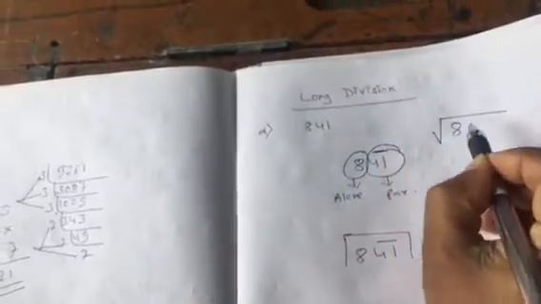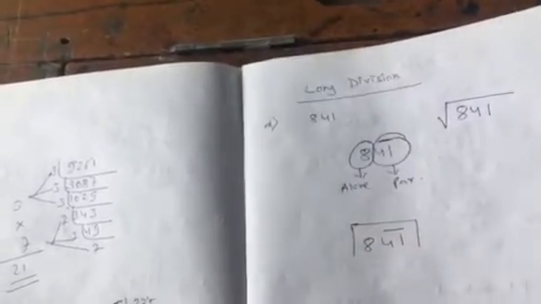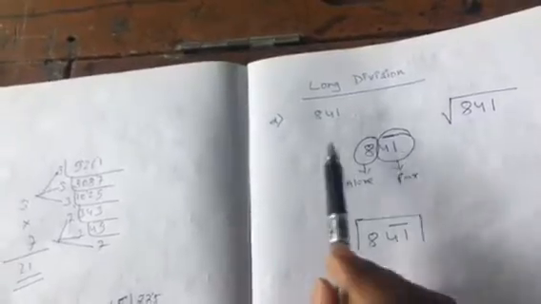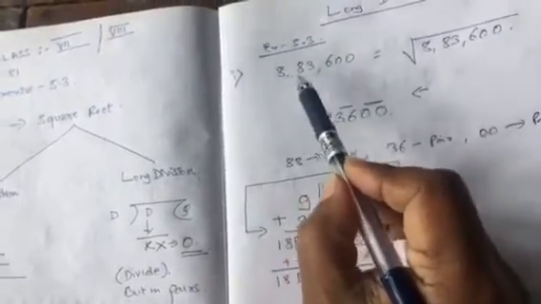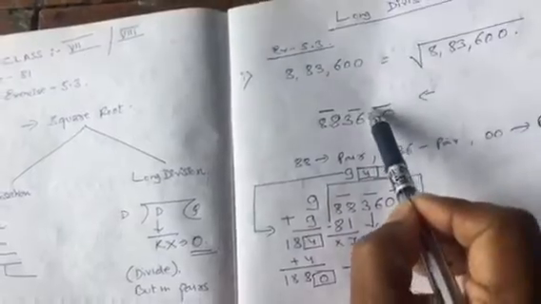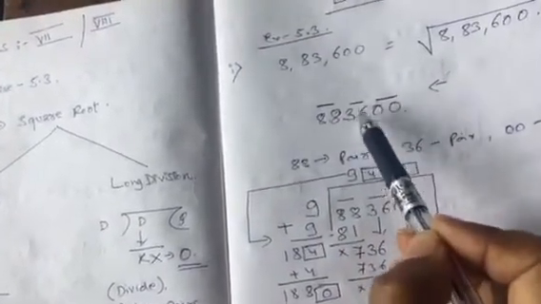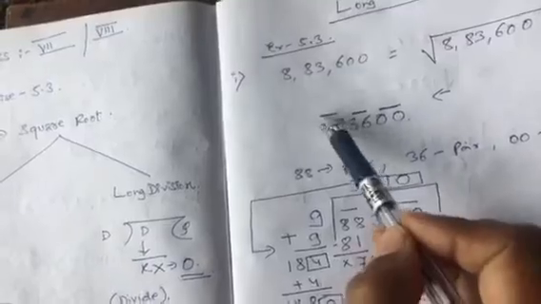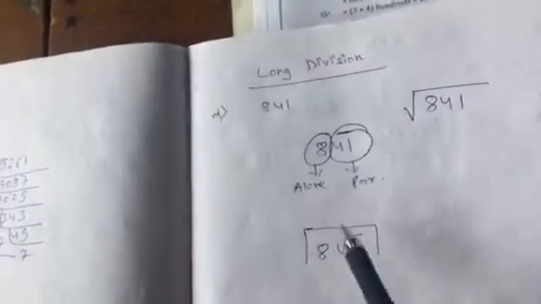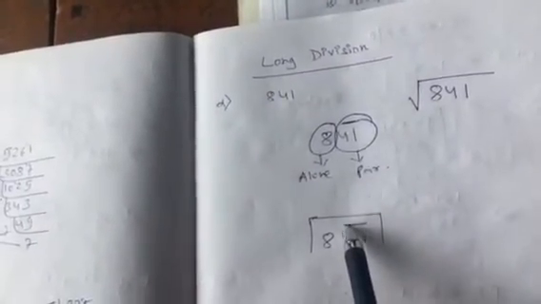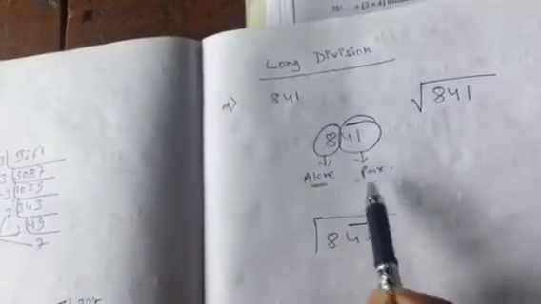So 841, you need to find the square root of 841. In this case, you have to make these numbers into pairs. How I have done it in this particular number is, I have started from the right hand side. For 8,83,600, you can see these two zeros are under one pair, 36 is under the roof of one pair, and 88 is under the roof of one pair. Similarly in this question, I make 41 and 4 into a pair, and 8 is standing alone.